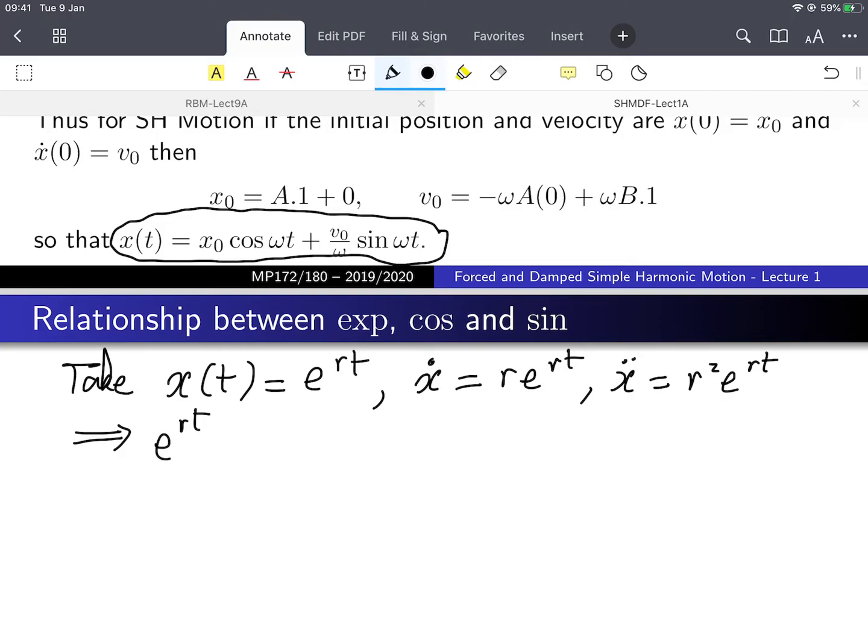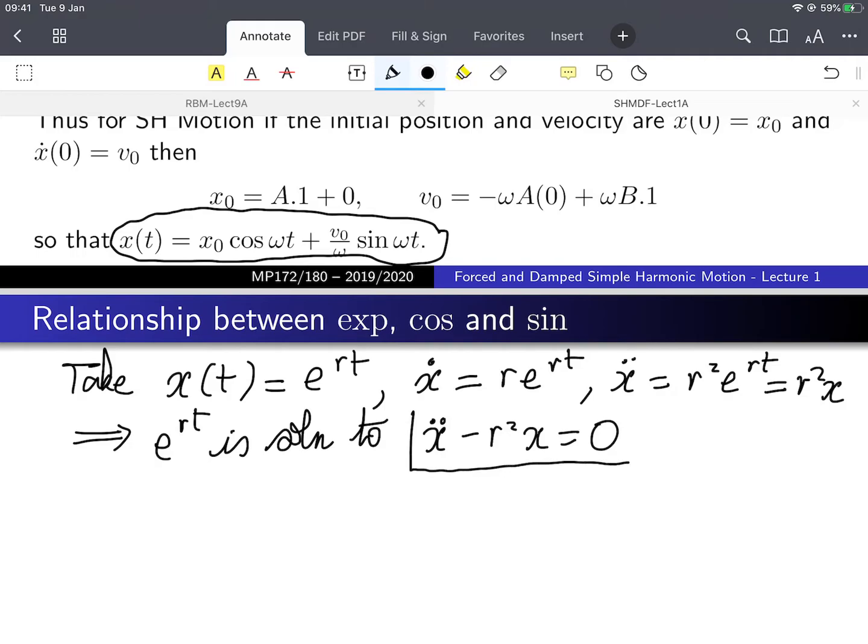Here, e^(rt) is a solution, am I right? I can see here that x double dot is r squared e^(rt), and that's r squared x, because e^(rt) is x. So there you go. I found an equation satisfied by this here.